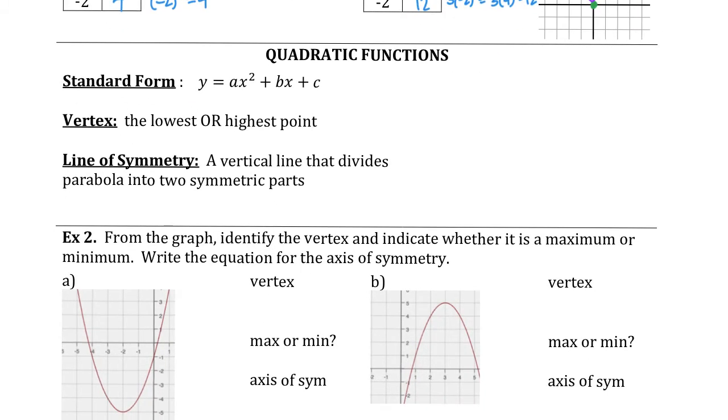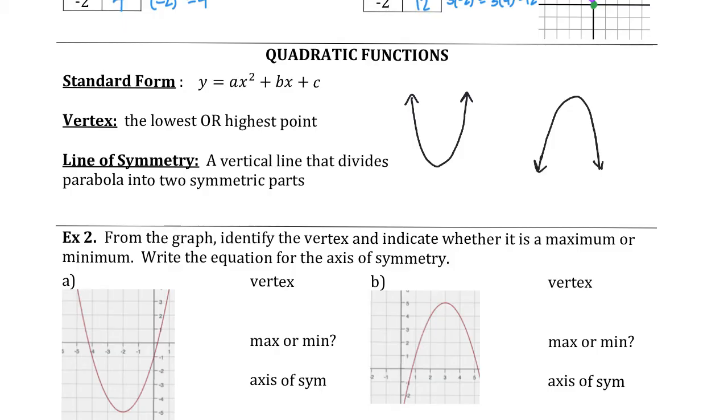Okay, the first thing is this is what we consider standard form. It goes from highest degree to lowest degree and it equals y. The first word is vertex. It's the lowest or the highest point on a parabola. So I'm going to sketch a parabola over here. Okay, the ones we sketched over there opened in the upwards direction and look like this, but they could also open in a downwards direction and look like this.